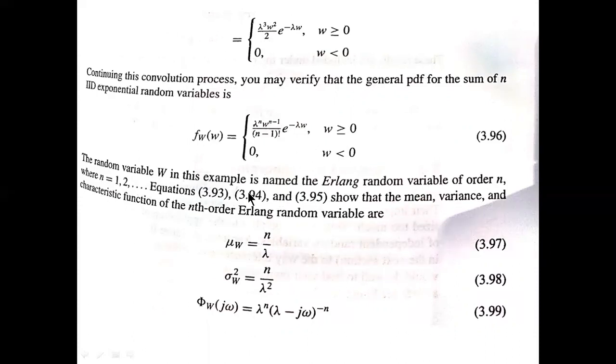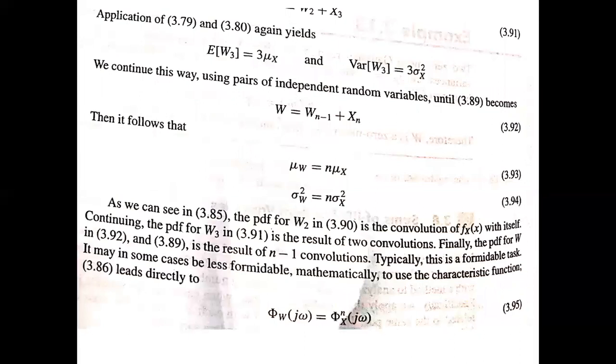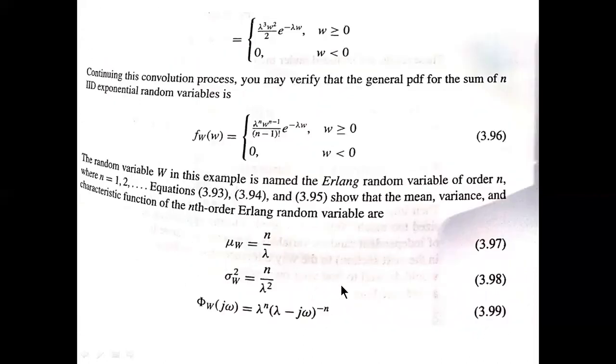The equations 3.93, 94, 95 are the mean, variance, and the characteristic function corresponding to the nth order Erlang random variable. Using all those three equations, they will turn out to be mu w equal to n by lambda, sigma w square equal to n by lambda square, and the characteristic function phi w j omega equal to lambda to the power n, lambda minus j omega to the power minus n.